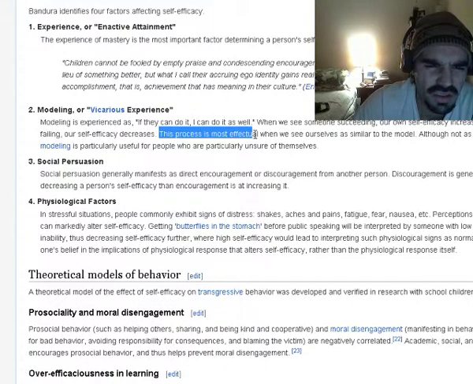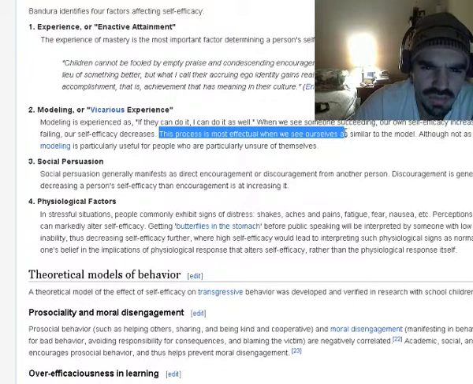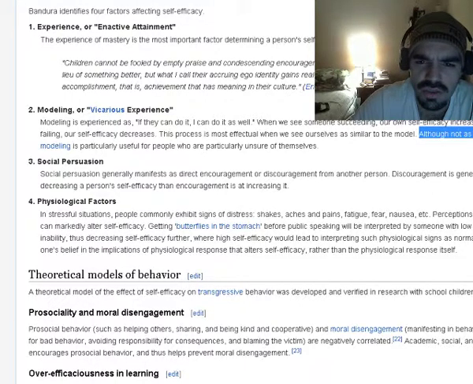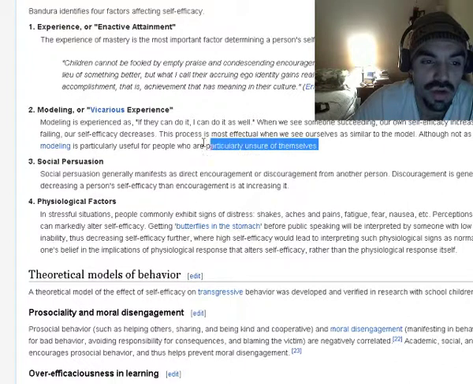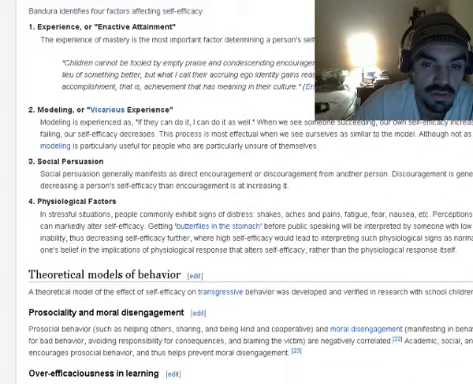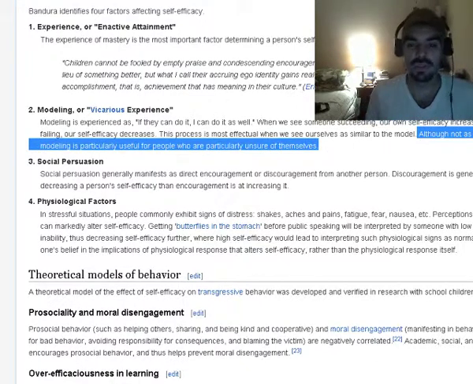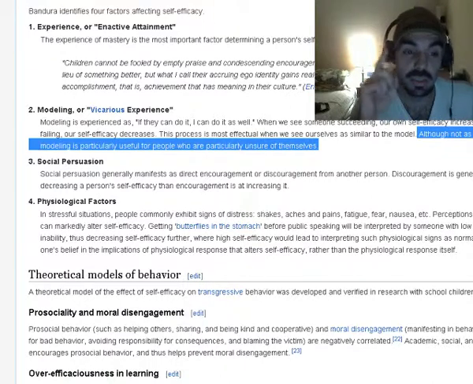This process is most effectual when we see ourselves as similar to the model, although not as influential as direct experience. Modeling is particularly useful for people who are particularly unsure of themselves.